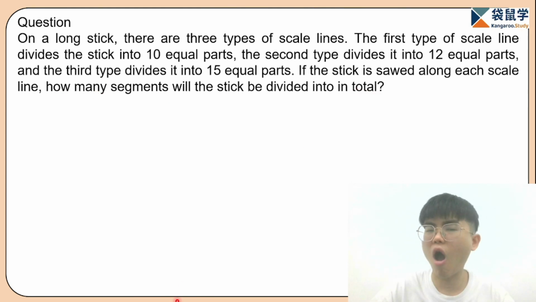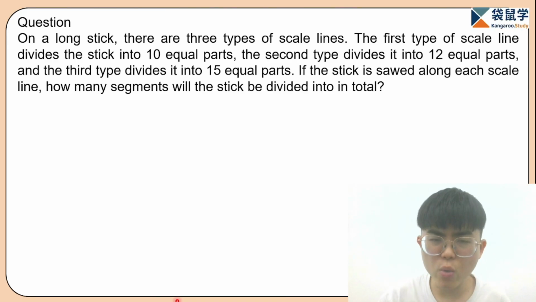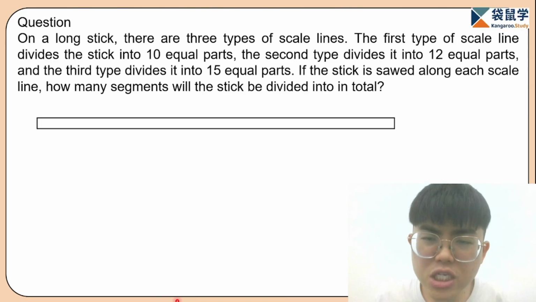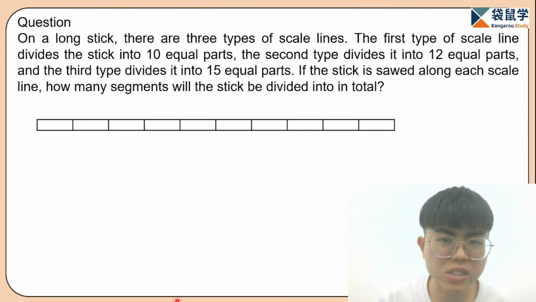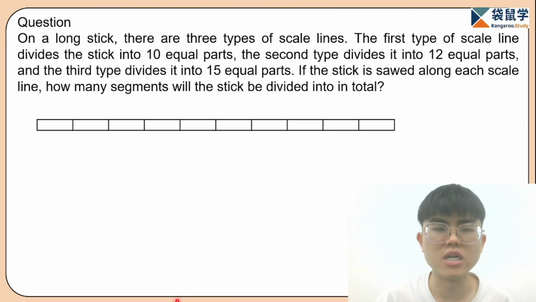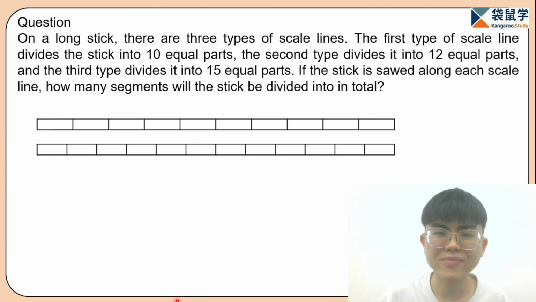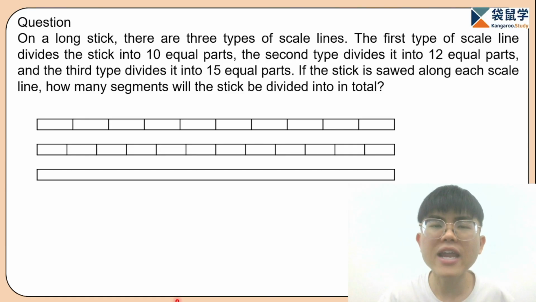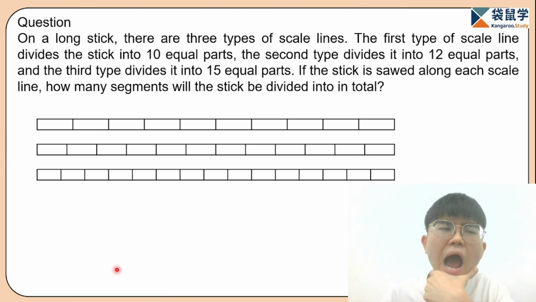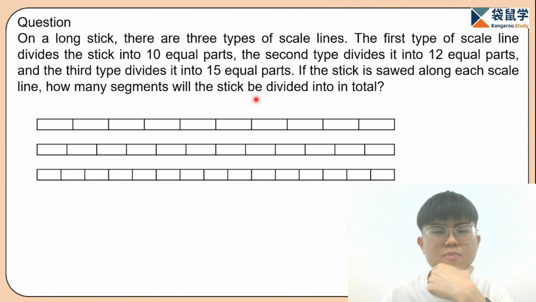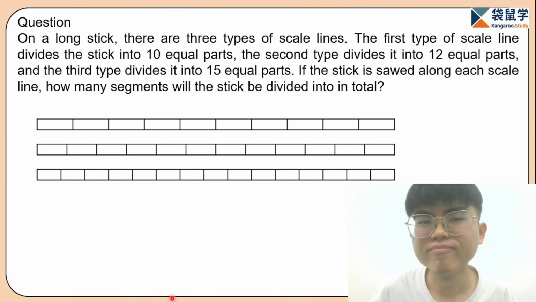So everyone, how do we solve this question? In this question, we have a long stick. For this long stick, the first type is divided into 10 equal parts. Then again, we use the same long stick, and it is divided into 12 equal parts. And finally, it is divided into 15 equal parts. We are asked to find how many segments the stick will be divided into in total. How do we solve this question?